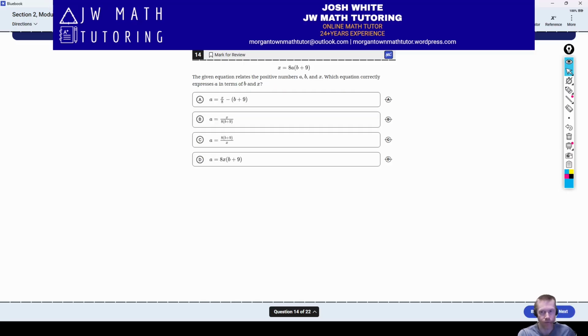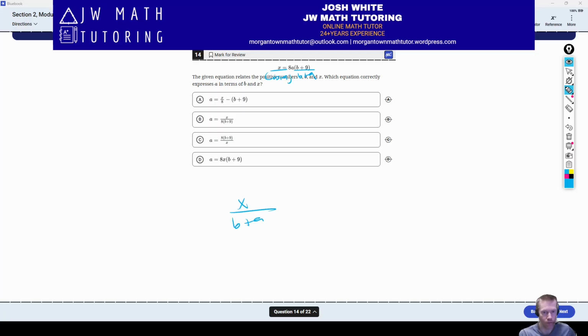Next up, we have a formula. So first I'll show you how to do this by hand, and then I will show you how to do this in Desmos. So we want to solve this for a. Technically, easiest thing to do is actually to divide both sides by the entire expression b plus 9.